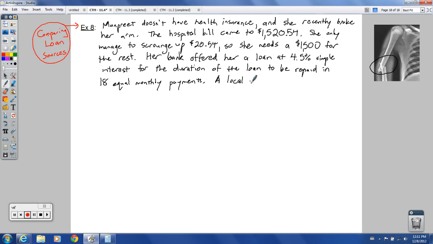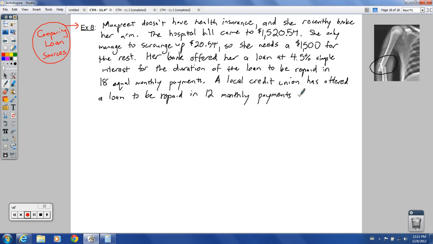She went to a local credit union as well, to see what kind of deal they could give her. A local credit union has offered a loan to be repaid in 12 monthly payments. So we're still talking about this $1,500 amount. In 12 monthly payments of, they just quoted her the price per month, $130.60.